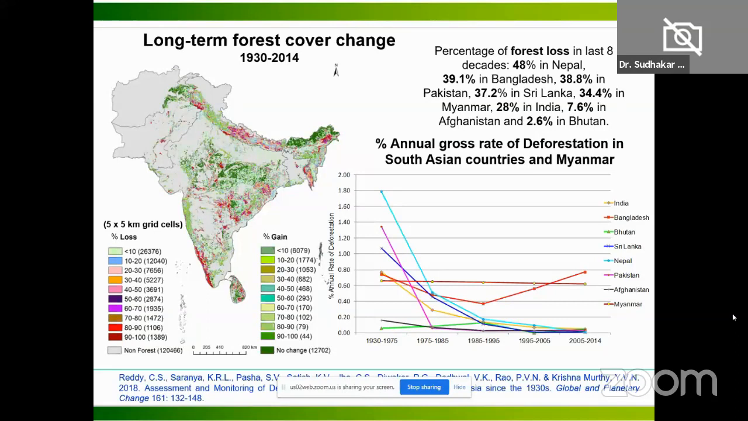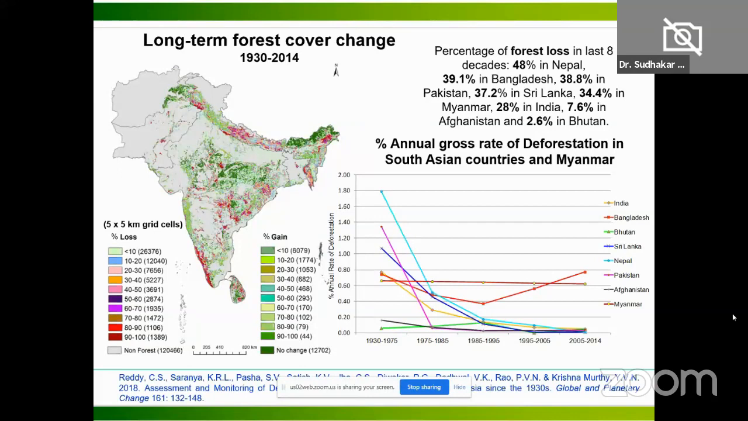So in this slide, I am highlighting the annual rate of deforestation based on the available data. If you see here, all the countries from 1930 to 1975 have undergone large scale deforestation, except Bhutan and Afghanistan. But if you see the graph for 2005 to 2014, there is a clear declining trend of the rate of deforestation. It means we almost achieved the Aichi biodiversity target in controlling the rate of deforestation.